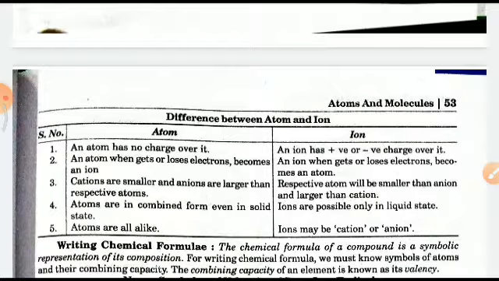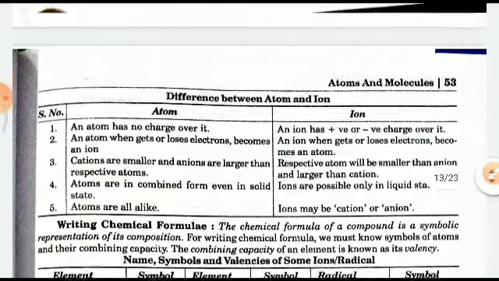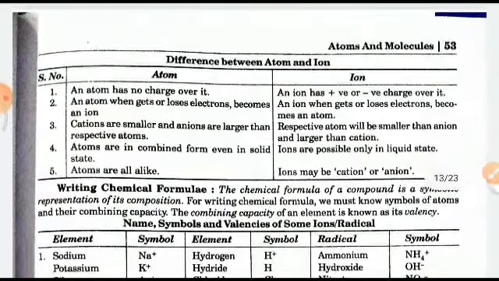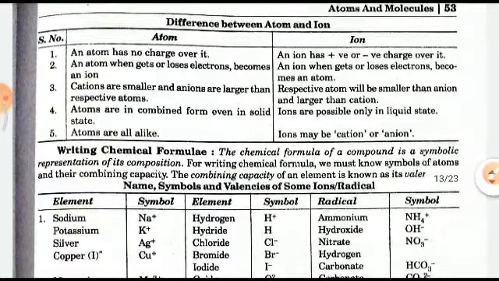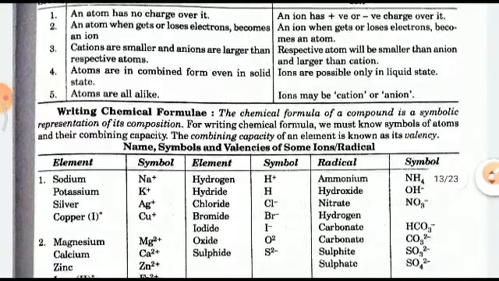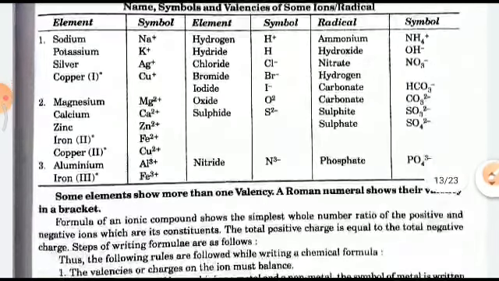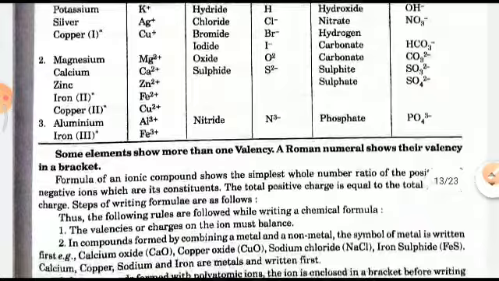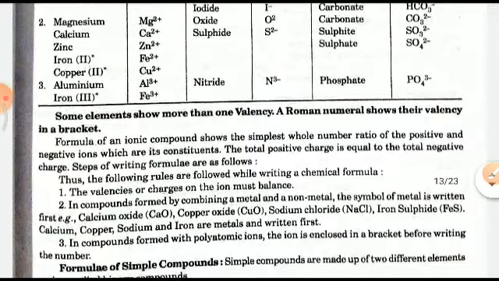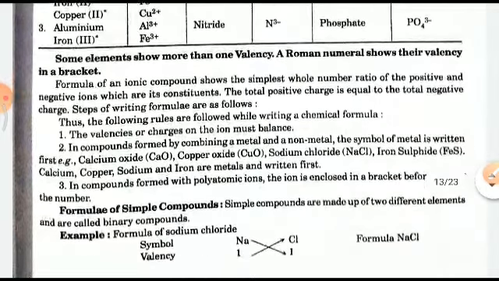Cations are smaller, anions are larger. Respective atoms will be smaller than the anion and larger than the cation. Atoms can exist even in solid state. Ions are possible only in liquid state. And atoms are all alike. Ions may be cation or anion. And see, this is how they are written, for sodium Na+. Right? So there are some elements which show more than one valency, right? Like calcium is there, and the others, right?